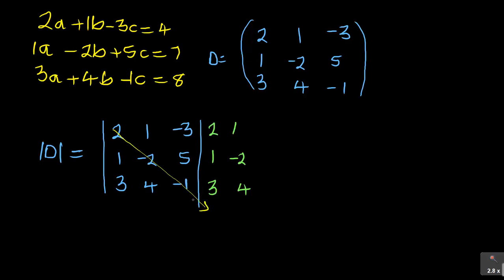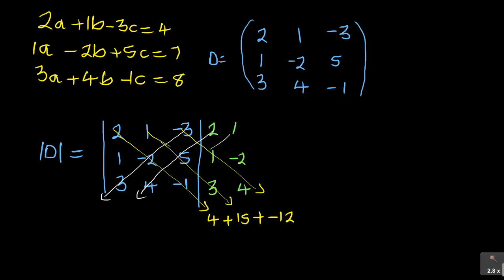Just check the previous lesson I did, and then if you do that, now you are multiplying. So you are saying 2 times minus 2, which is minus 4, times minus 1, which is 4, plus 1 times 5 is 5, 5 times 3 is 15, plus minus 3 times 1, which is negative 3, negative 3 plus 4, which is negative 12. So that is the first part. Then you do the second part, which will be in this direction. You are doing the same, you are multiplying and adding them.